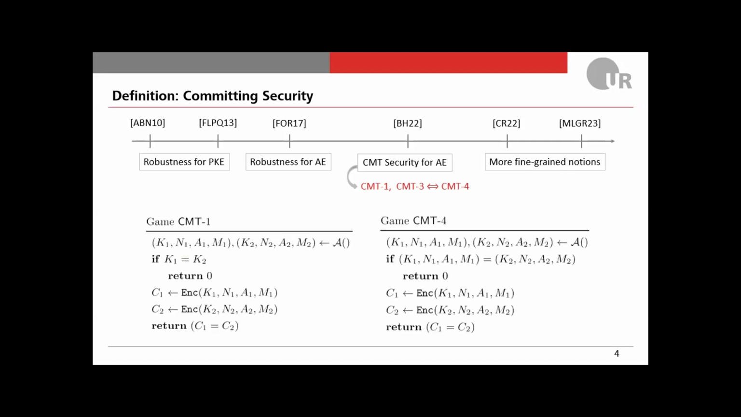The committing notions are defined over the following security games. In CMT-1, the weaker notion, the adversary has to find two tuples consisting of key, nonce, associated data, and message, such that the keys are different, but both encrypt to the same ciphertext. Similarly for CMT-4, the tuples provided by the adversary have to differ in at least one input, so not necessarily the key, but again encrypt to the same ciphertext. We focus for this work on the strongest version, so CMT-4 security, and for the sake of simplicity, we simply denote it by CMT in the following.